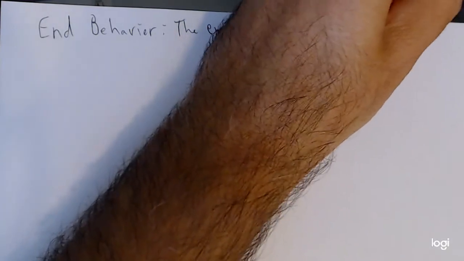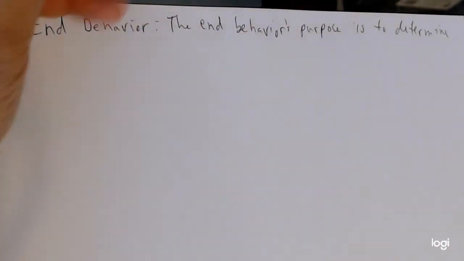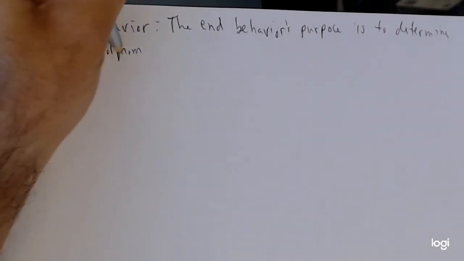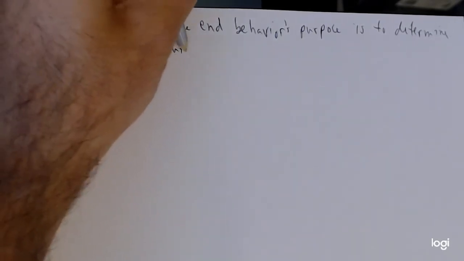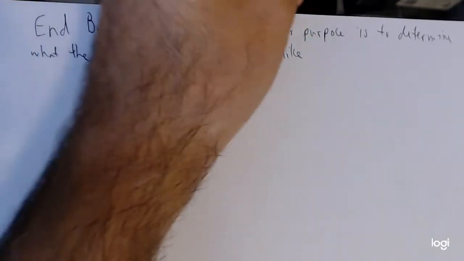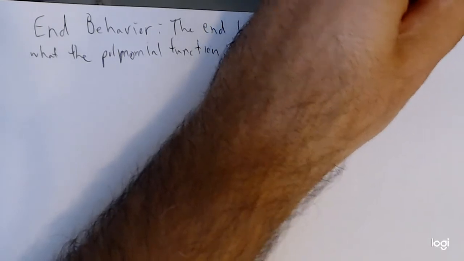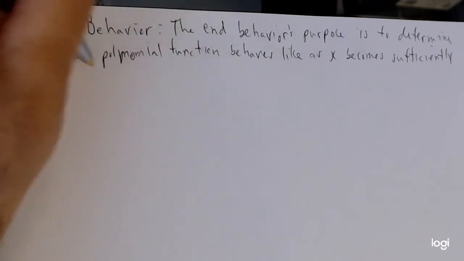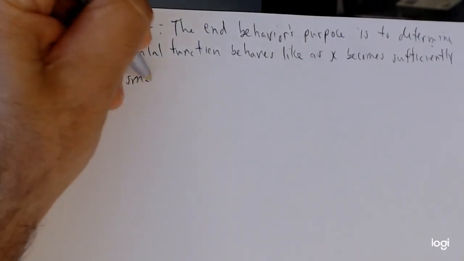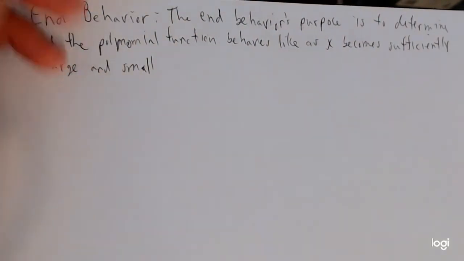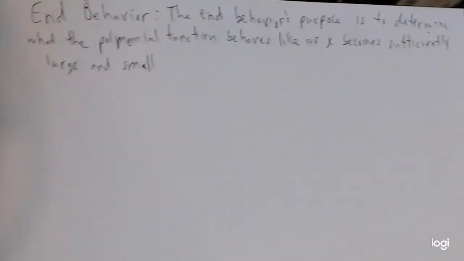The end behavior's purpose is to determine what the polynomial function behaves like as x becomes sufficiently large and small. So in other words, we're saying, what if my x values go towards infinity and negative infinity? Here's how we're going to know what the end behavior is.